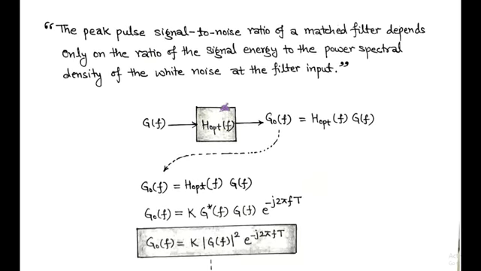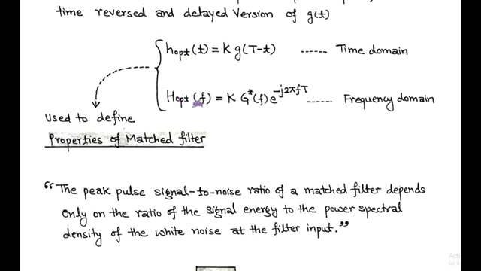For this, we take the frequency domain representation of the matched filter having g(f) as input signal, and the output of this matched filter is g naught(f), which equals the product of H(f) and G(f), that is in frequency domain. In place of H(f), the optimum impulse response of the matched filter, we can write k times g star(f) e to the power minus j 2 pi f T.